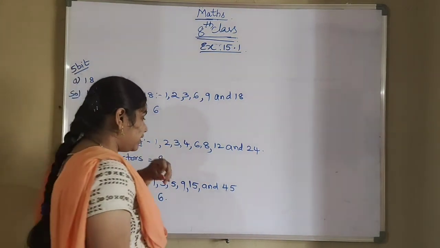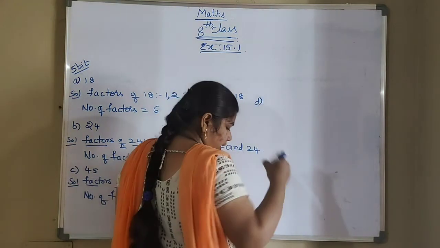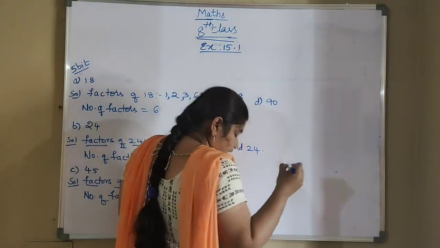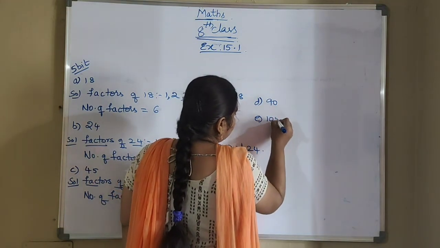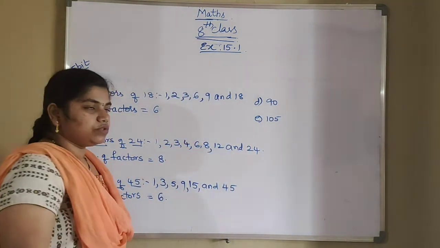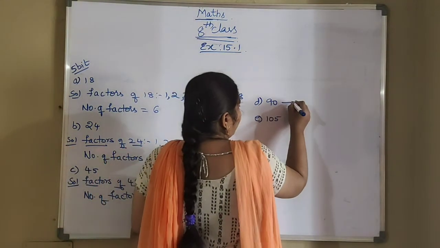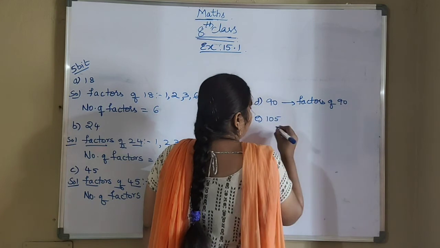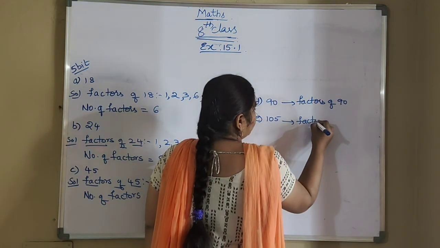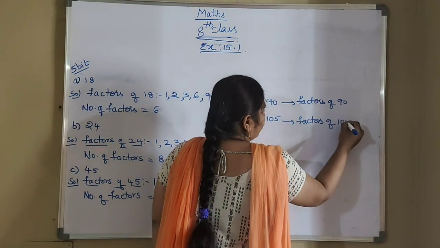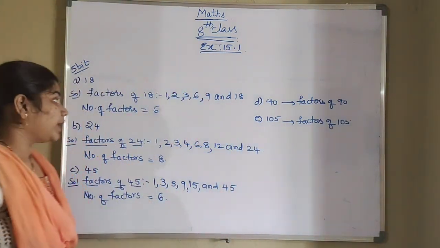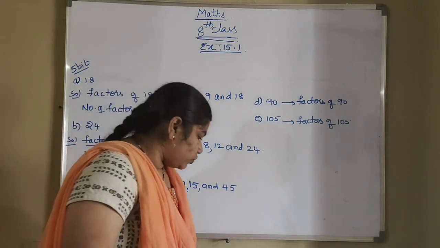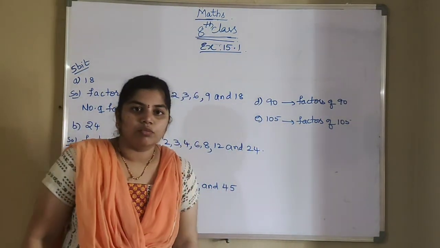Still 2 bits are there. What are the 2 bits? D is 90 and E is 105. So try these 2 values as homework. We have to write the factors of 90 and the factors of 105, and also you have to write how many factors there are. So the remaining bits we will continue tomorrow. Thank you.